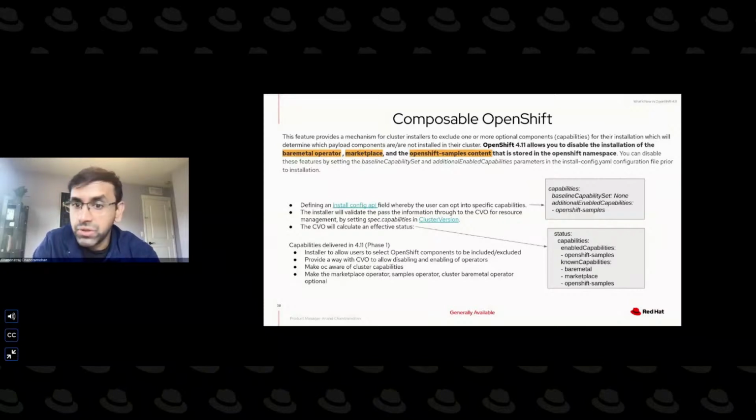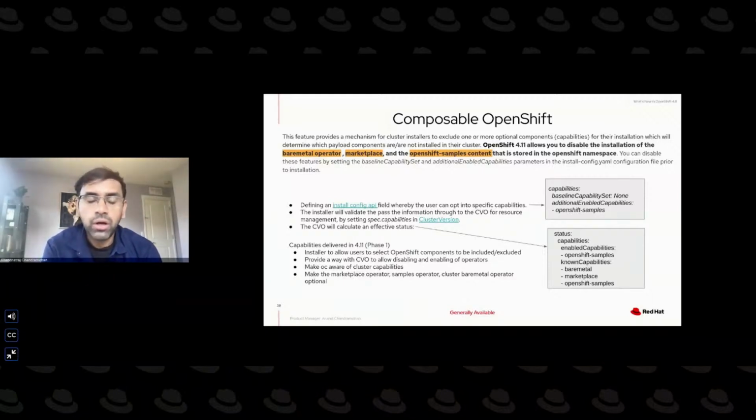It's basically a new API in the install config, which will let you opt in or opt out of these capabilities. The installer will then validate this information and pass it to the CVO. The CVO will calculate an effective status, as you can see on the right, which has known capabilities of bare metal, marketplace, and openshift. This is going to be a phased approach, and in the first phase, which is 4.11, we have done the following things. We have provided a way for the CVO to allow the enabling and disabling of these operators.